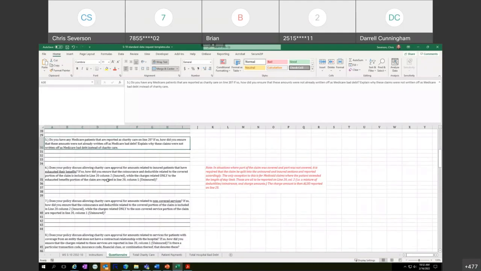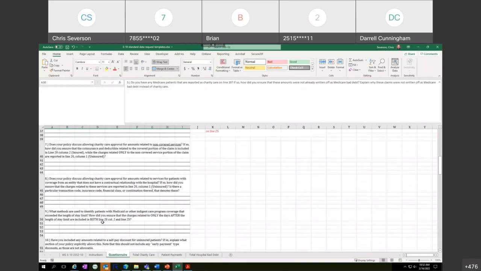Does your policy allow exhausted benefits? Does your policy allow non-covered services? Because again, as part of the audit, we need to look at the policy before we can allow that amount. Here's the non-contractual relationship. Do you have that in your policy, and how do we find it? Medicaid length of stay limit. Do you allow self-pay discount? If so, then it can be allowed.